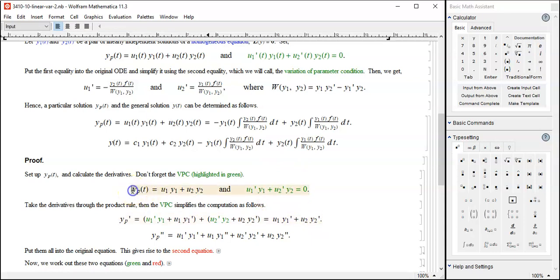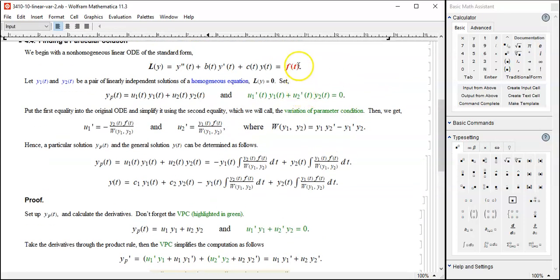Let's go back. Yp is u1 y1 plus u2 y2, and then this is an additional condition. Take the derivative, product rule here and product rule there. But then again, look at the green condition. This green plus that green add up to 0, so we have the rest. And then we take the second derivative, product rule, and then another product rule. Okay, we have all those derivatives, so put everything back into the original equation.